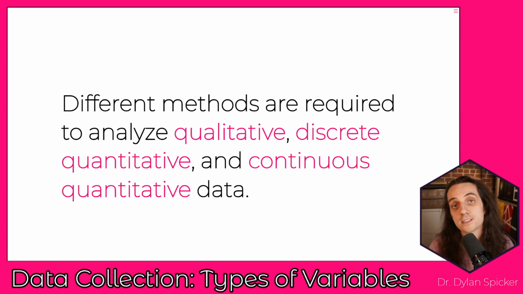Now, it's important for us to be able to know the type of the variable because we're going to have different methods that are going to be required or used to analyze whether qualitative, discrete quantitative, or continuous quantitative data, right? So the techniques that we're actually going to use to analyze variables of these different types are going to be different. And so once you've gone out and collected data, it's important to know what type of data I'm dealing with here, so then you can know what the appropriate analytical techniques are for addressing those data.